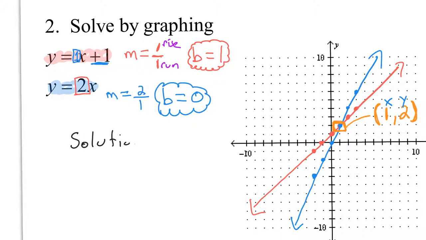Well, your solution is in parentheses. It's actually your ordered pair. 1, comma, 2. Make sure you guys use parentheses because it is an ordered pair.